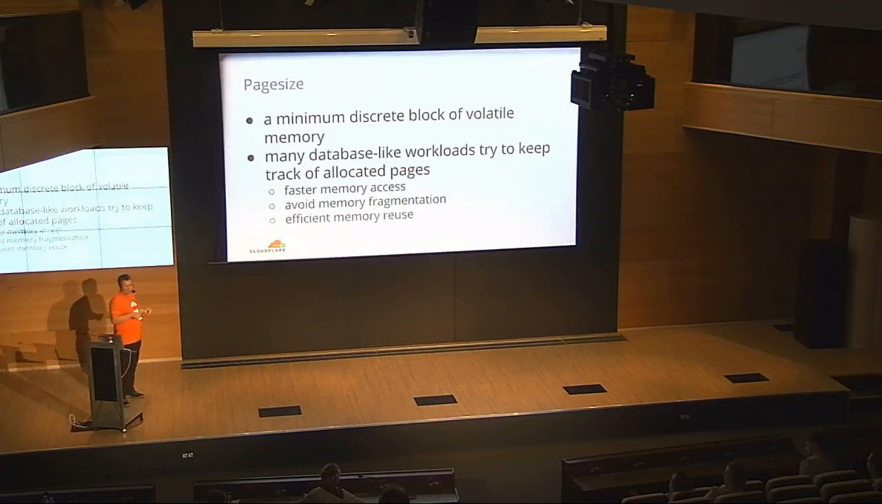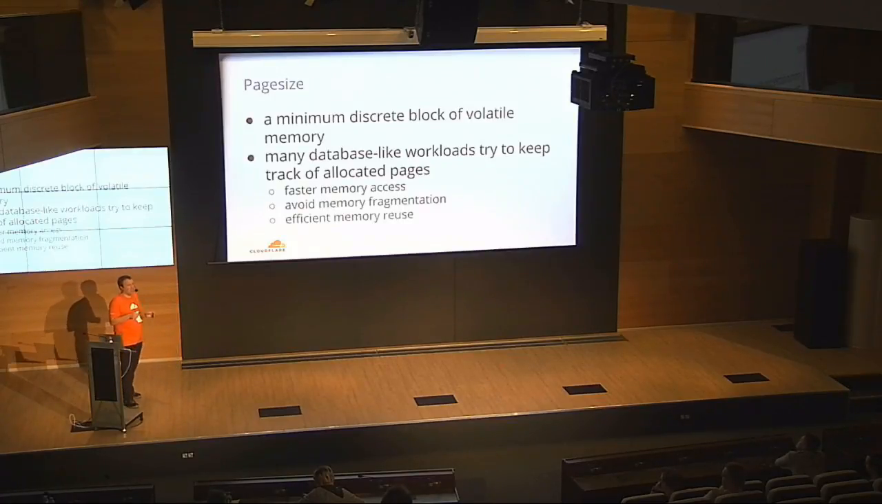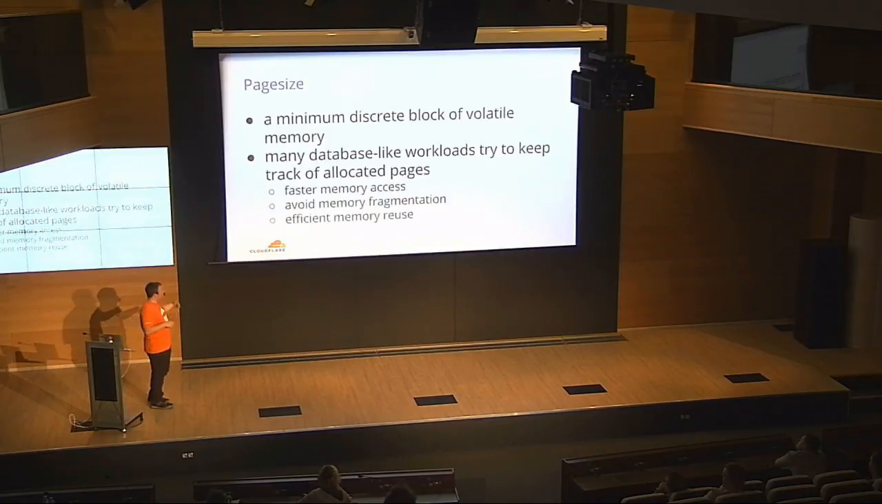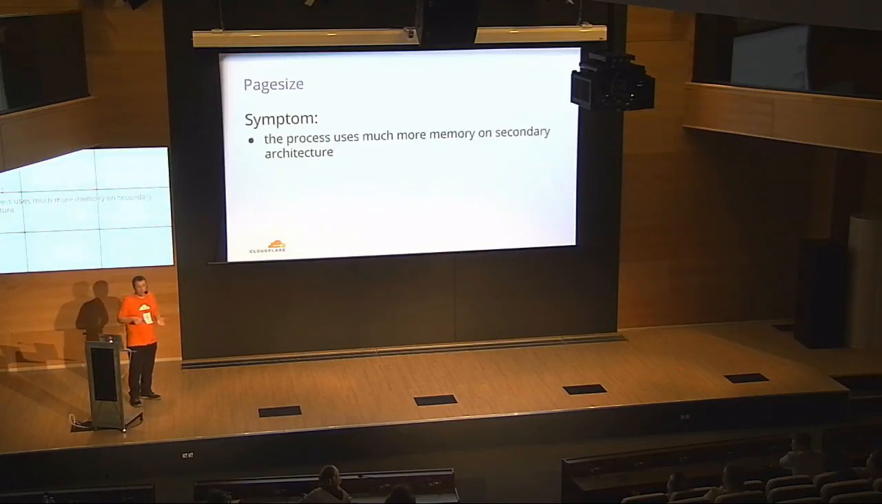Many database-like workloads try to keep track of allocated pages. They want sequential memory access, because sequential memory access is usually faster. They also want to avoid memory fragmentation. They don't want to rely on the default operating system memory management, so they don't want to blow out memory. They want to keep their data in one place and also do efficient memory reuse. So the symptom we encountered is that the process uses much more memory on the secondary CPU architecture.